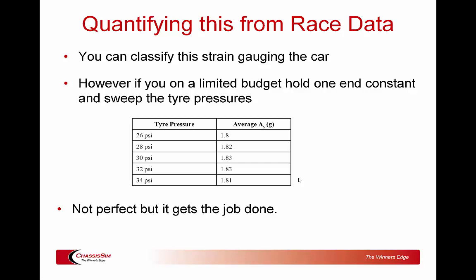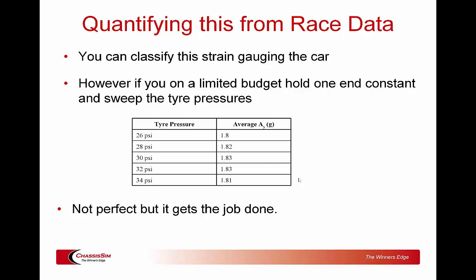Okay, so there are a couple of ways you can do this. Number one is if you've got more money than God, vis-a-vis you're a factory LMDH team, or you're a Formula One team, you can just strain gauge the car. You have different pressure gauges, and you put the model together from there. If you live in the real world and you don't have a budget in excess of $200 million to run 4 race cars, a really good way is that you hold one end of the car at constant tire pressure, and you sweep the tire pressure.